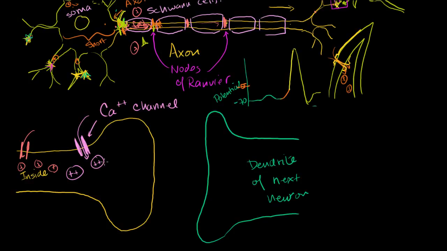Now you're saying, hey, Sal, why are calcium ions flooding into the cells? These have positive charge. I just thought you said that the cell was becoming positive because of all of the sodium flowing in. Why would this calcium want to flow in?